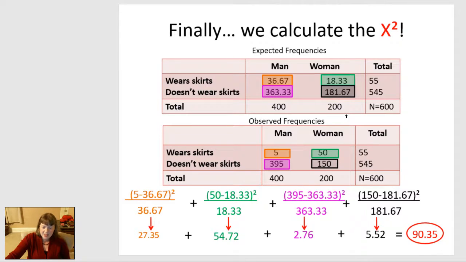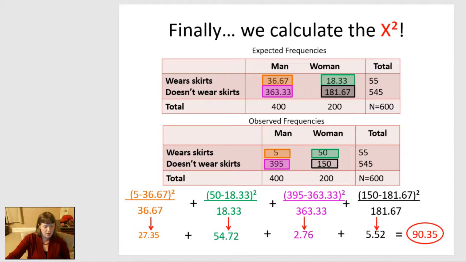What we expected to see was different than what we actually saw. Being a man was decreasing the likelihood of wearing a skirt, and being a woman was increasing the likelihood of wearing a skirt. That's the bottom line. And you can look at these differences to see what's driving the pattern. And so I can then compare this to a critical value.